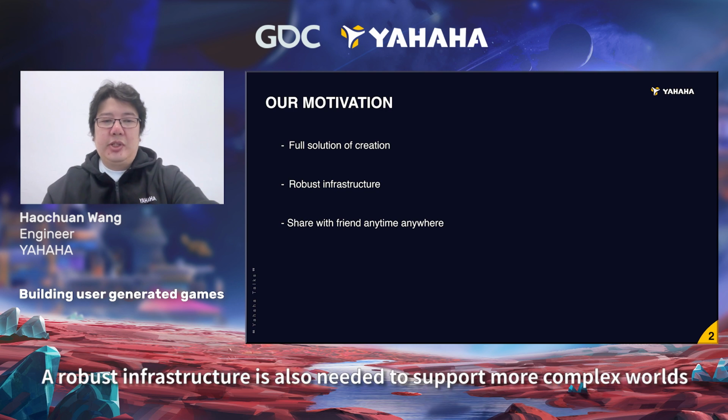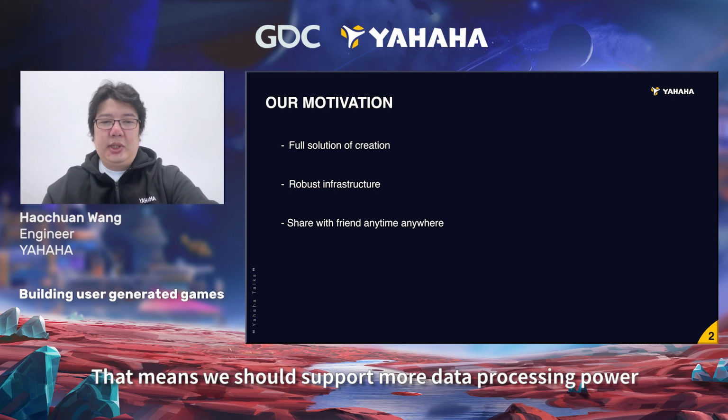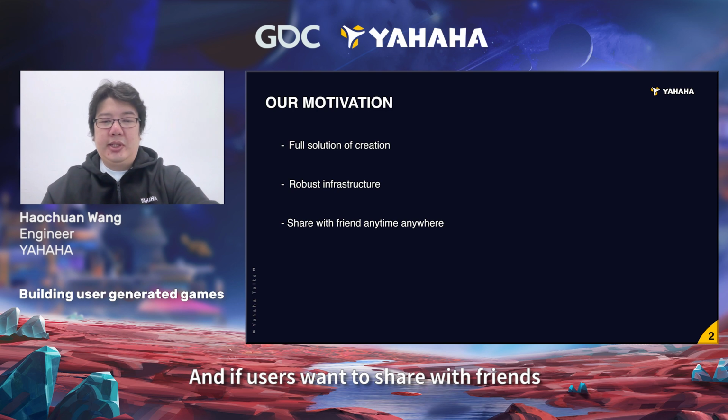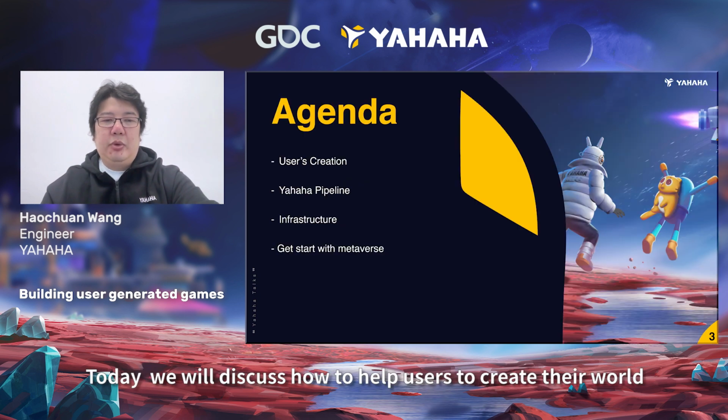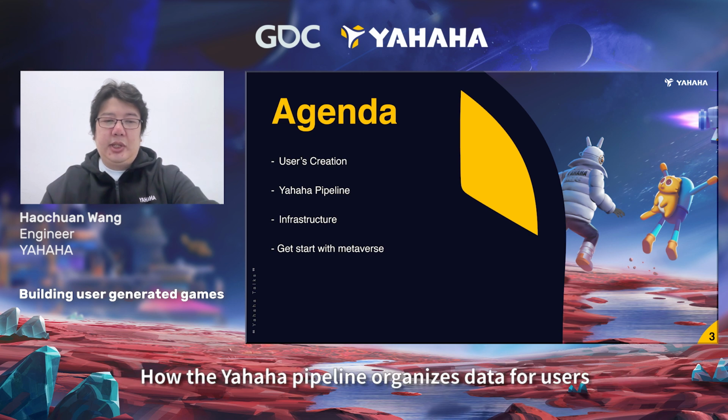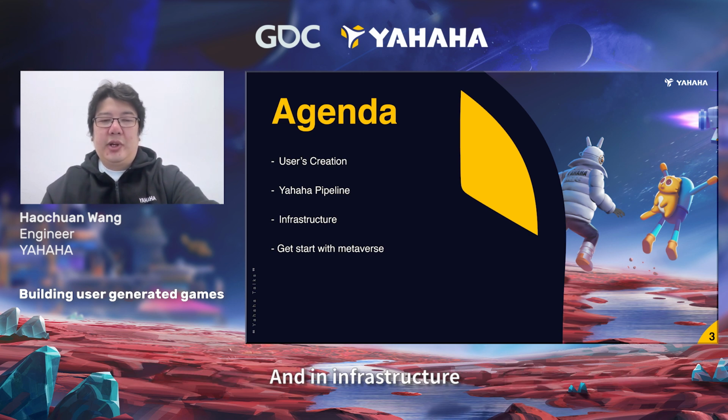A robust infrastructure is also needed to support more complex worlds. That means we should support more data processing power. And if users want to share with friends, the data of the game should be accessed anytime, anywhere. Today, we will discuss how to help users to create their world, how the Yahaha pipeline organizes the data for users, and in infrastructure, how we process the data.